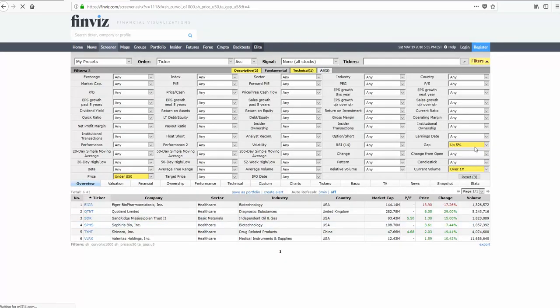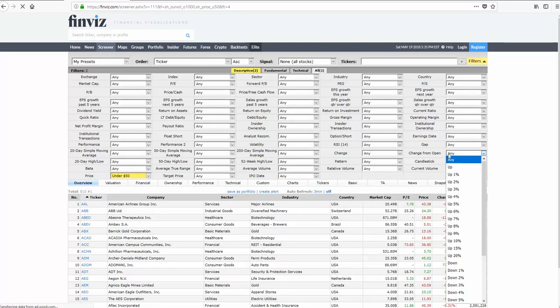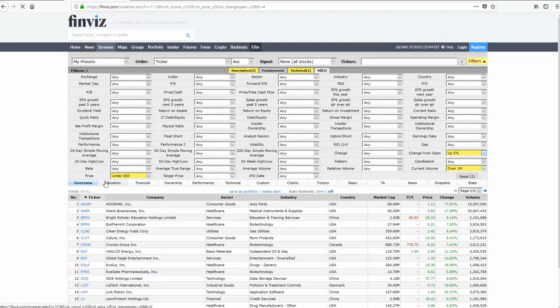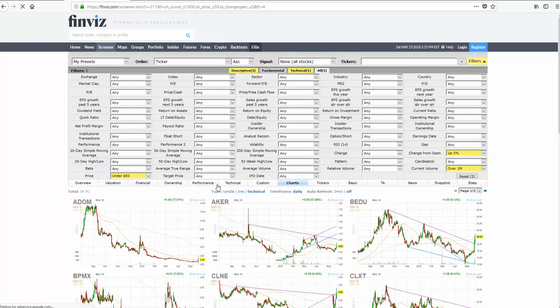Oh, that's gap. I'm sorry. I meant to say change from open. Sorry about that. So change from open, not gap, right? That's what I look for. These three things. I get 34 tickers. Then I go to charts, and then I go to candle. And then it gives me a view of a chart, right?